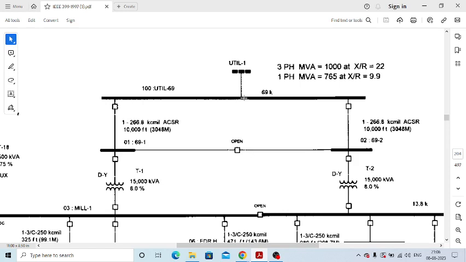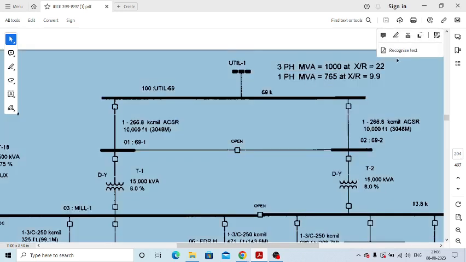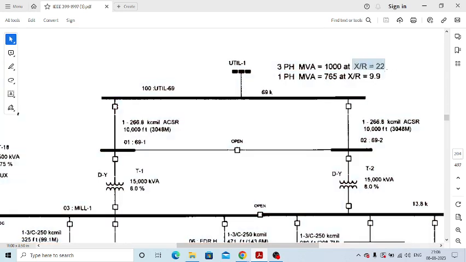Okay, so the utility bus, that is the high voltage bus, is 69 kV. The 69 kV is connected to the utility grid. At the utility grid, the three phase fault MVA is 1000 MVA, and the single phase fault MVA is 765 MVA, and X by R is 22 for three phase, and X by R is 9.9 for single phase.